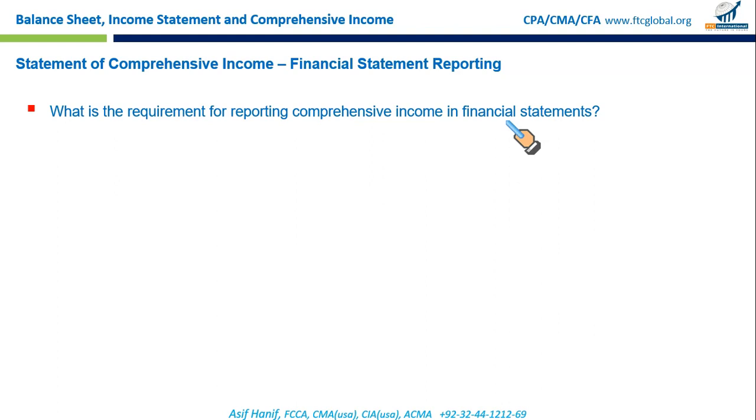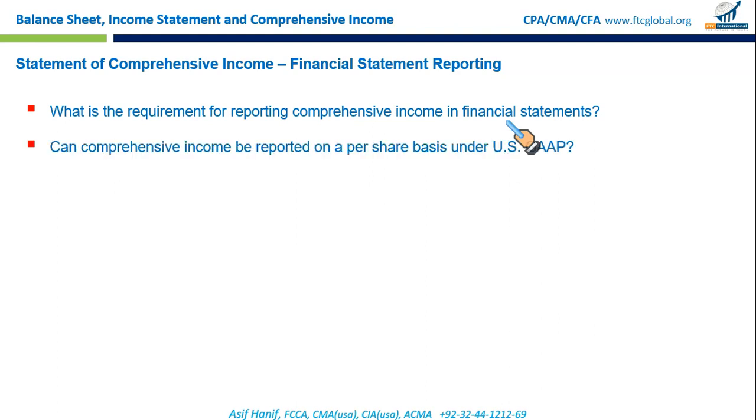Then, are all entities required to report other comprehensive income components? No. Non-profit entities or those companies that do not have any item of OCI to report, they don't need to report any component of OCI. Can comprehensive income be reported on a per share basis? No. Comprehensive income should not be reported on a per share basis under the US GAAP.